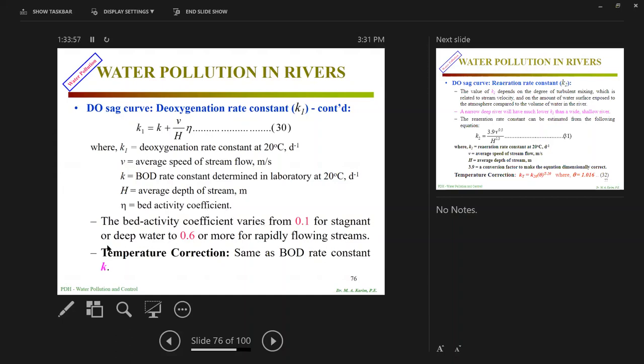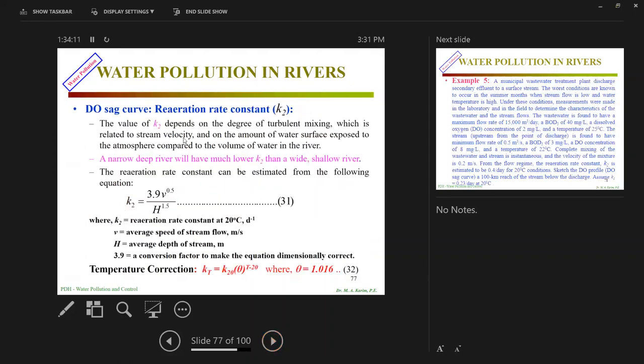So here are the values. If I put everything there, K is ultimately the same as the correction that we saw before, right? It would be K theta to the power T minus 1. So these are the equations we can use. And for the T2, here is the equation we can use for K2. The V and H are the same. So here are the temperature corrections for the K2.